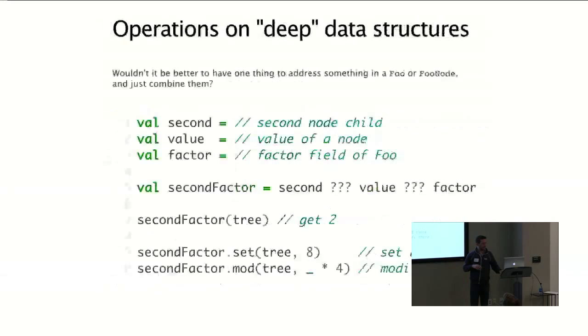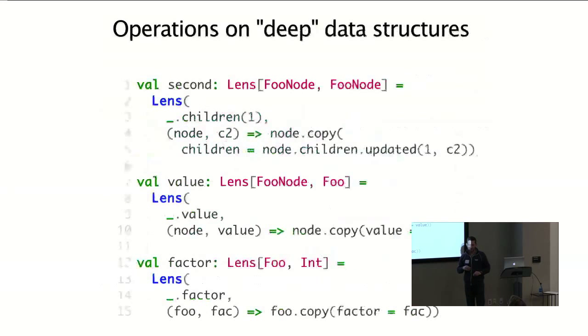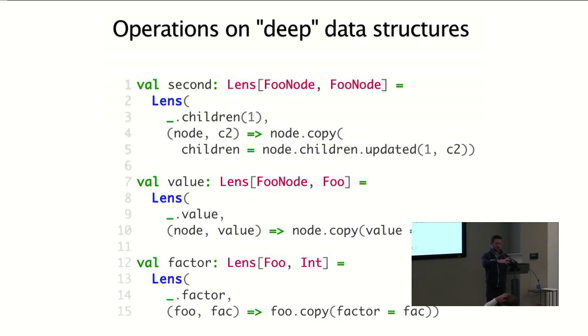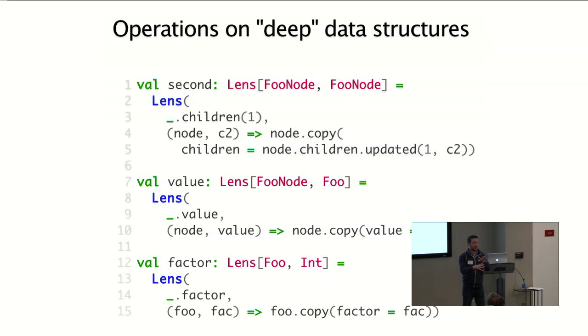Yeah. So that's what this thing called a lens is. The metaphor is like I have some structure and I have a glass lens, and Newton's light is going into it and it spreads into a rainbow and you can get some little part of it. So you're zooming in on your data structure, your class. So a lens to the second child is the top thing up there.